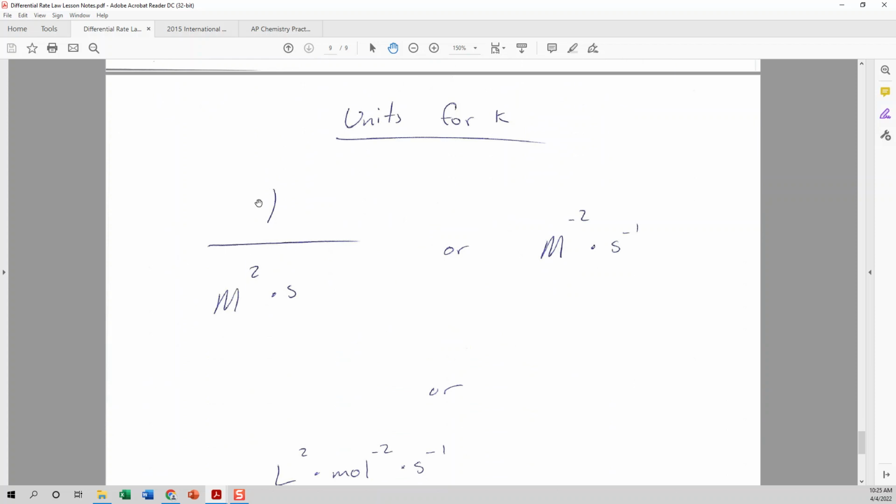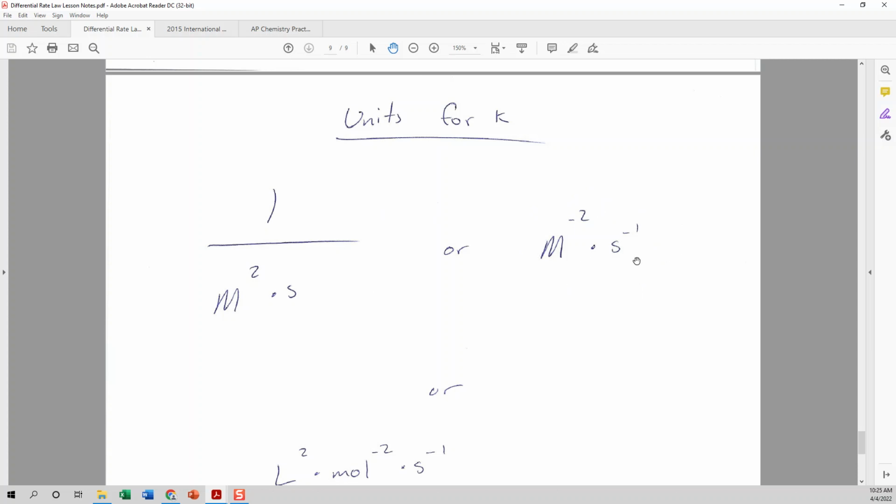But understand 1 over molarity would be molarity to the negative 1. So 1 over molarity squared would be molarity to the negative 2. And 1 over seconds is seconds to the negative 1. So we could write it like this. All right, that's one way. That's another way you could write this. So these units are the same thing as those units, okay?